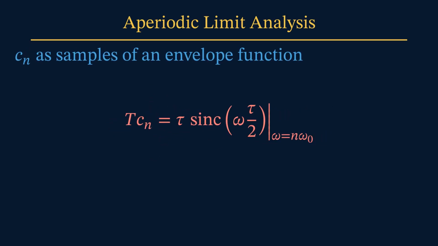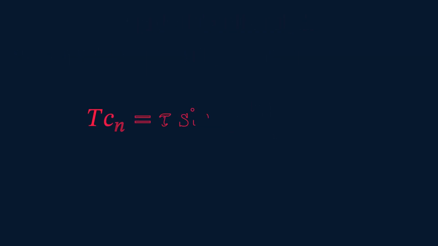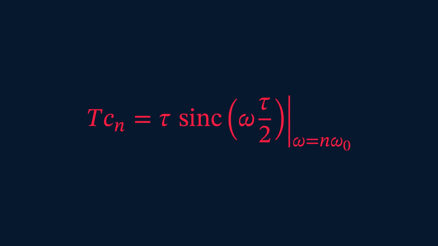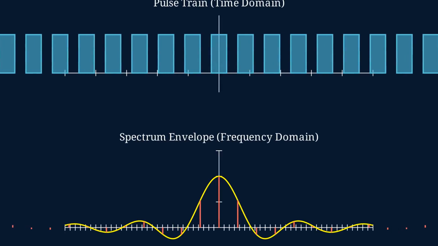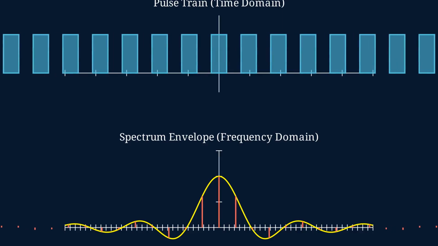Cn as samples of an envelope function. That is, with omega thought of as a continuous variable, the function tau times sinc of omega tau over 2 represents the envelope of T times Cn, and the coefficients Cn are simply equally spaced samples of this envelope. Also, for a fixed tau, the envelope of T Cn does not depend on the period T.